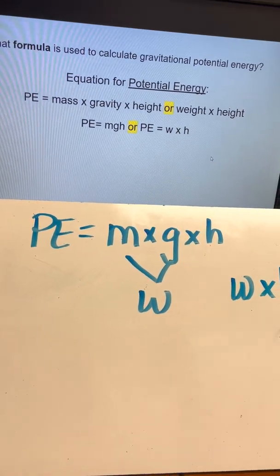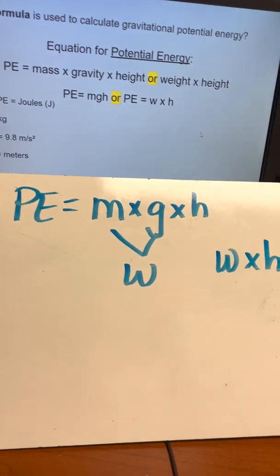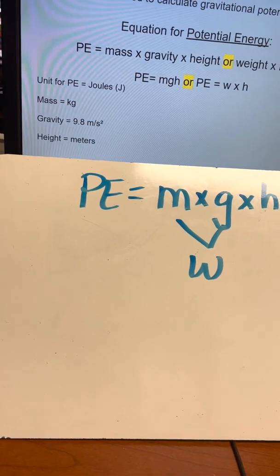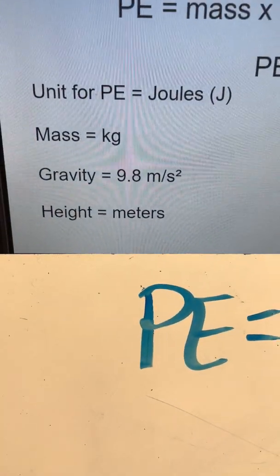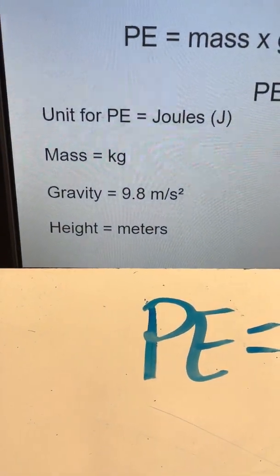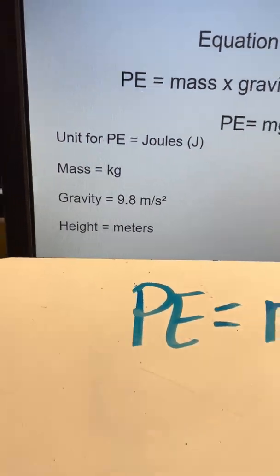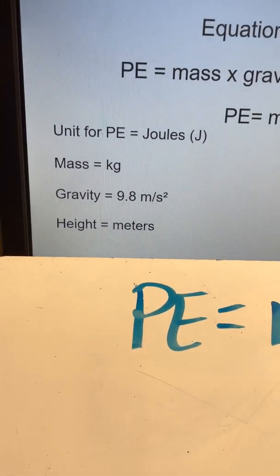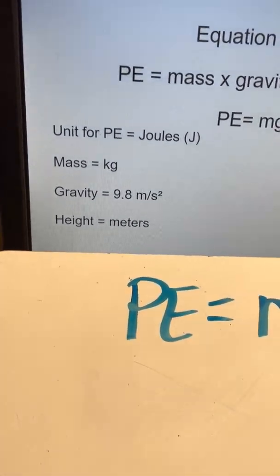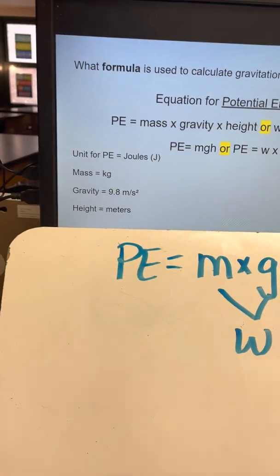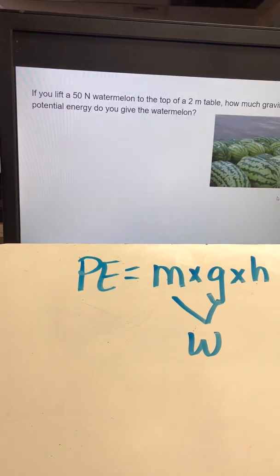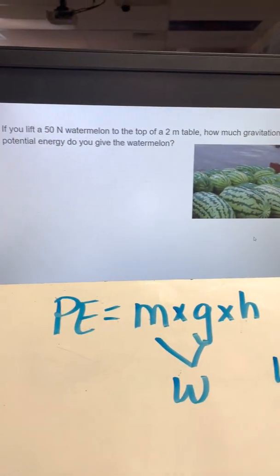Let's look at an example problem, which is on the next slide. Also, gravity, we learned, is always 9.8 meters per second squared. Remember we talked about that? Acceleration due to gravity is 9.8 meters per second squared. So let's look at the next problem.